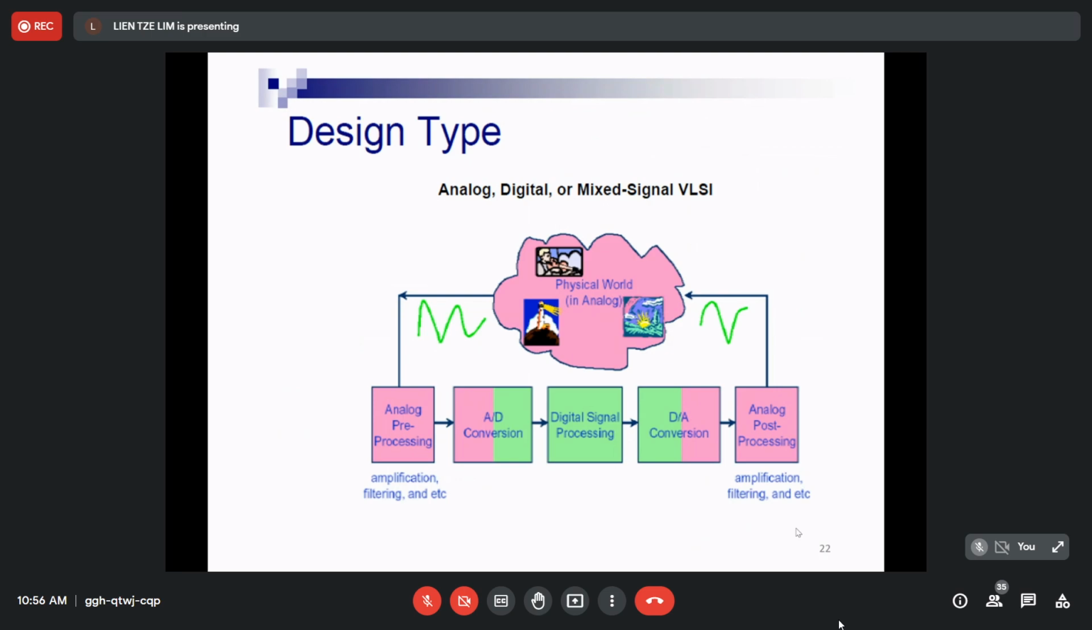Okay, now I go to the next one, which is about the design type. This design type refers to the mode of this IC in operations. The modes here refer to whether it is digital, analog, or mixed signal VLSI. Mixed signal here means the IC can process both analog and digital signals.